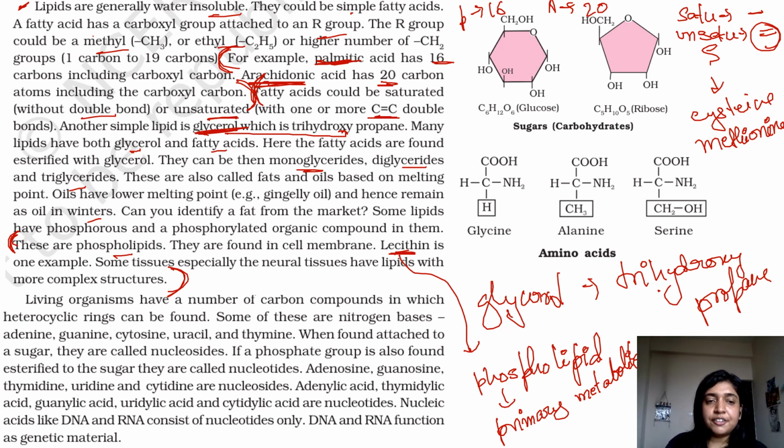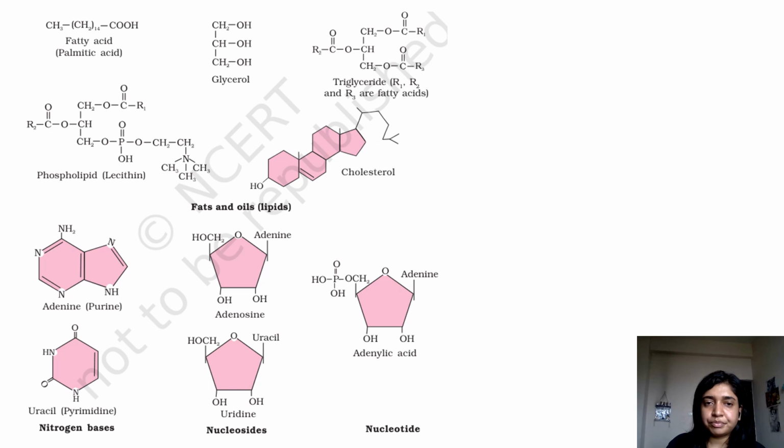Let's move on. Living organisms have a number of carbon compounds in which heterocyclic rings can be found. Some of these are nitrogenous bases. When found attached to a sugar, they are known as nucleosides. If a phosphate group is also found esterified to the sugar, they are known as nucleotides. Adenosine, guanosine, thymidine, uridine, cytidine are nucleosides. Adenylic acid and so on are your nucleotides. Nucleic acids like DNA and RNA consist of nucleotides only, and DNA and RNA function as genetic materials.